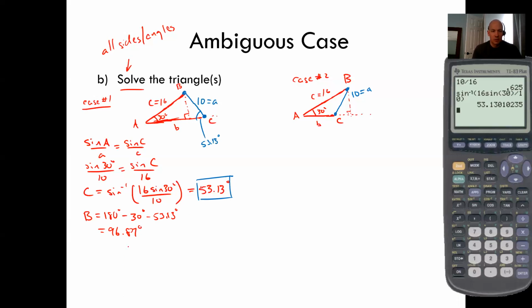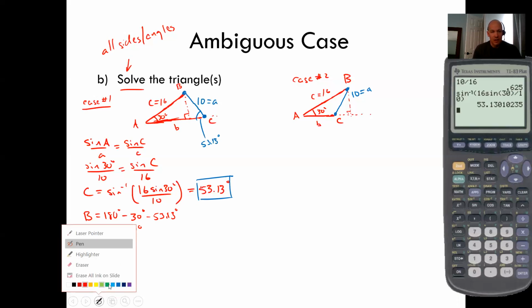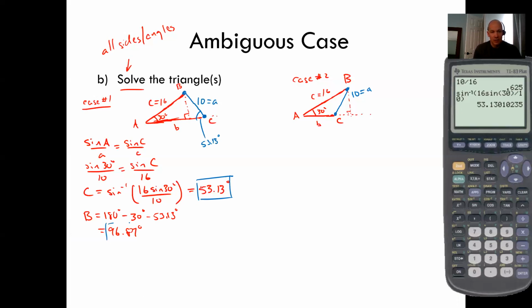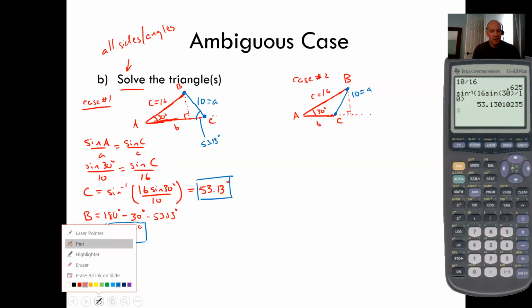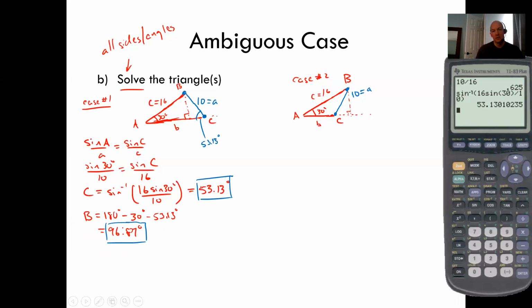And then, of course, that would be my angle B. So once I have that, then I'm almost done. I just need to figure out side B. There's a few ways you could do this. The easiest way is probably just go sine A over A equals sine of B over B. And then I figure out B.